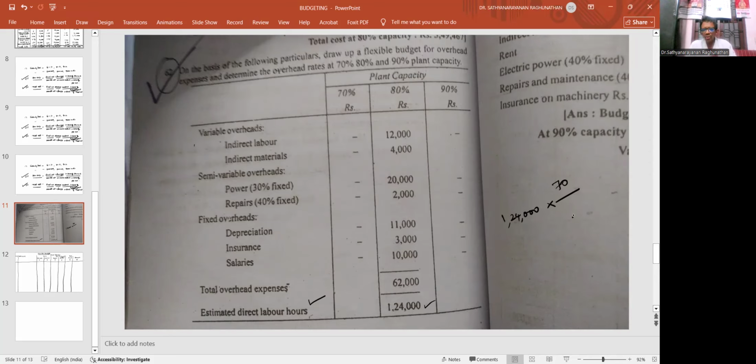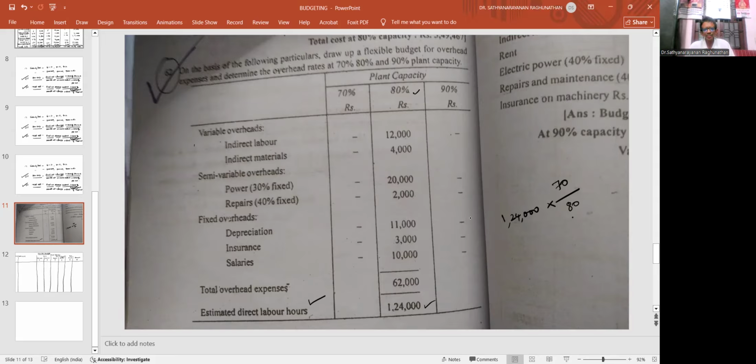Whatever is the base from which we have calculated, by taking 80% as the base, that you have to give as the denominator. Denominator is always a base. Numerator is always a requirement. Numerator is always a requirement. Denominator is always a base. Please bear this in your mind.